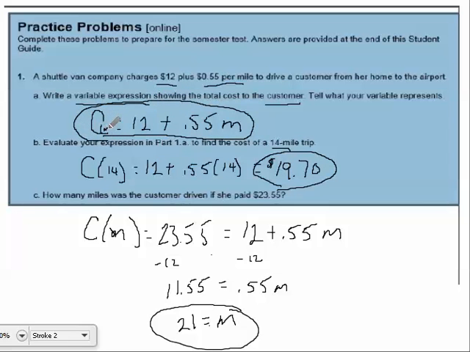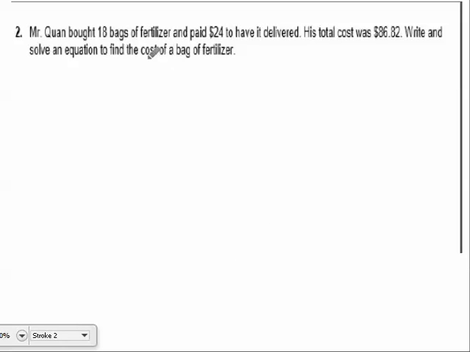C of m. Cool. Okay, I'm going to keep working through these problems. Remember, you can stop it if you need to. Mr. Kwan bought 18 bags of fertilizer and paid $24 to have it delivered. His total cost was $86.82. Write and solve an equation to find the cost of the bag of fertilizer. So the cost is equal to $24 for delivery plus some cost per bag, right?